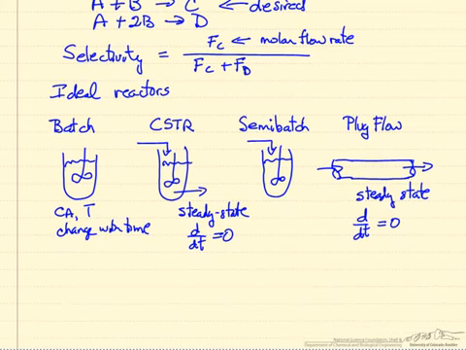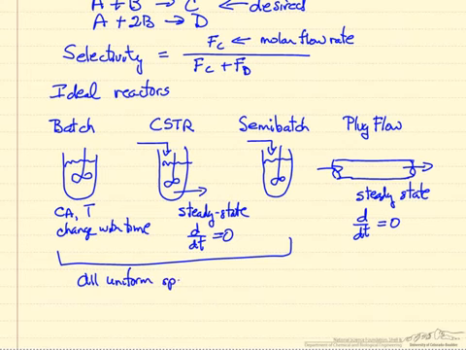So for these three type reactors, we assume that they're uniform spatially. Namely, there's no concentration gradient or temperature gradient across the reactor. That's not the case for the plug flow reactor. So the concentration is continuously changing as we move down the reactor. At a given point, it doesn't change with time, but it does change with location.